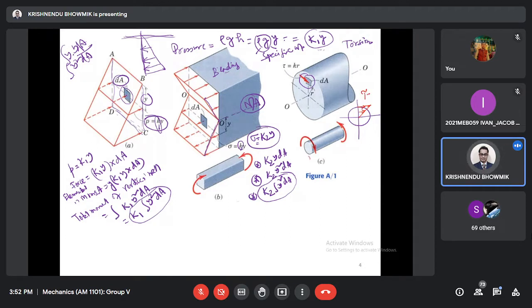Tau is the shear stress, sigma is the normal stress. Tau equals some K3 multiplied by distance R. If this is the shear stress, then the force will be K3 R dA. Moment will be K3 R square dA. Total moment will be the integration of that, K3 R square dA.